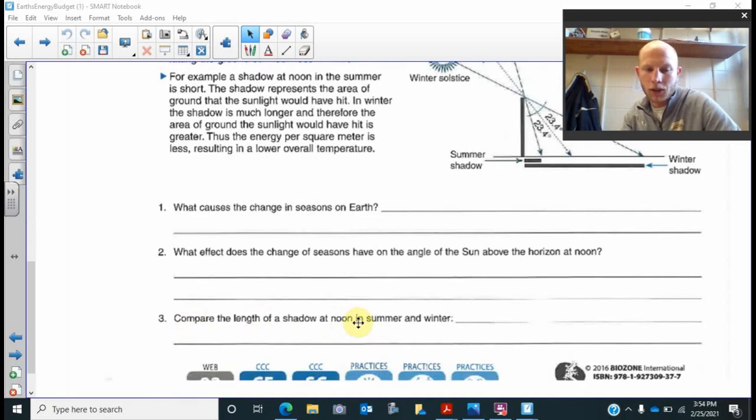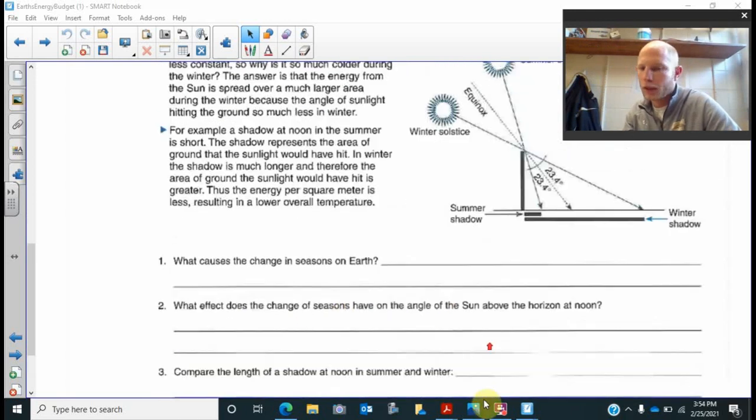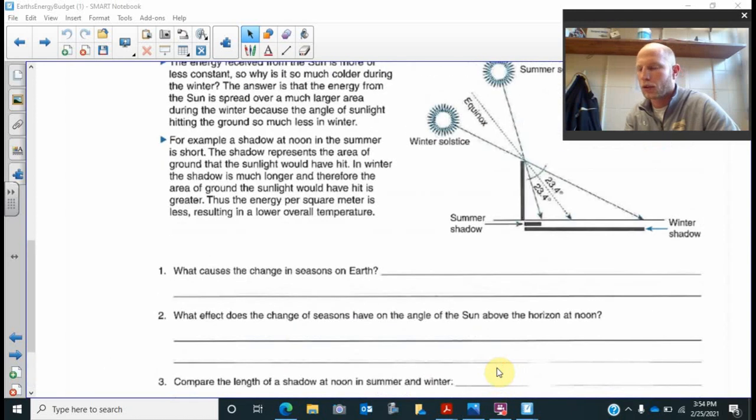Compare the length of the shadow at noon in the summer and in winter, and we just said it. During the summer, our shadow at noon is going to be very short, and in winter, since the sun is closer to the horizon, therefore it's got a lower angle, therefore it's going to make your shadow much, much longer.